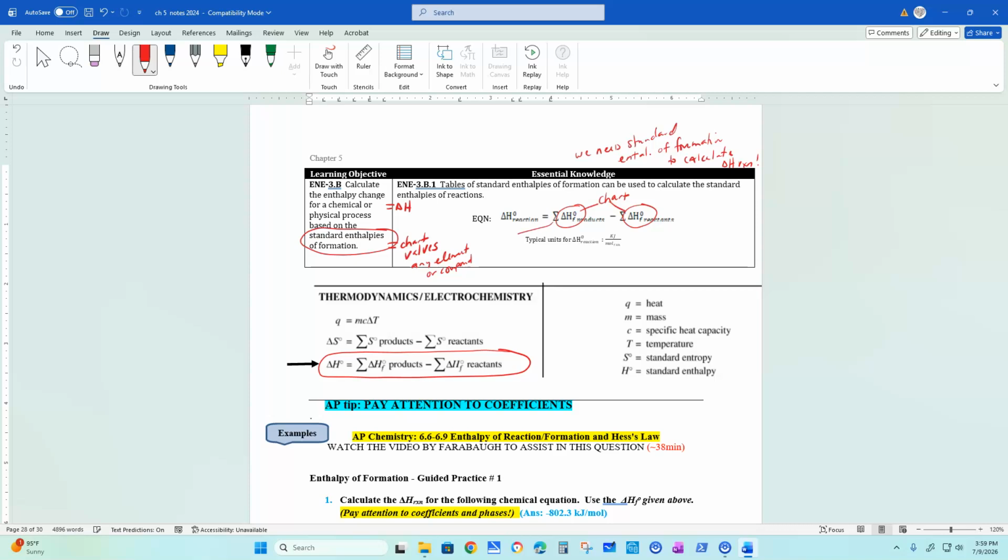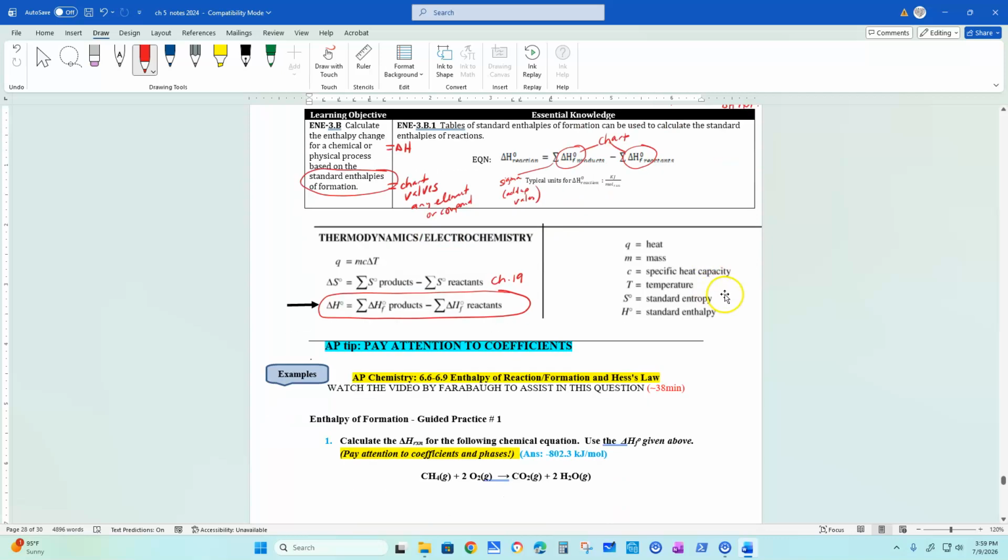This little Greek symbol, I believe it's called sigma. That's how I learned it back in the day. Sigma just means add up values. So we're going to take all the values for the products, add them up, all the values for the reactants, and then we subtract. On your equation sheet, AP does give you some love, which you see a delta S value coming soon. This is going to happen in chapter 19. So don't worry, you're just going to do the same thing with some different values.